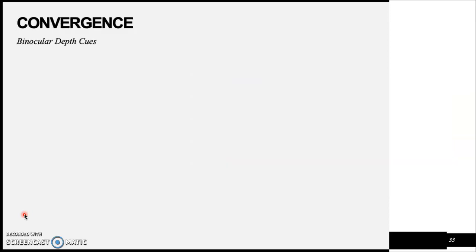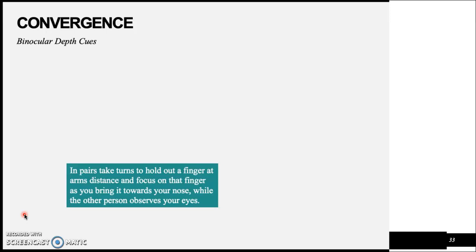and we're going to start with convergence. Can't do this activity, so we're going to skip it, but see if you can do this with somebody at home. So you get one person to hold out a finger at arm's distance and focus on that finger as they bring it towards your nose, and somebody else has to observe them. So ideally you want to be the person observing someone else doing this.